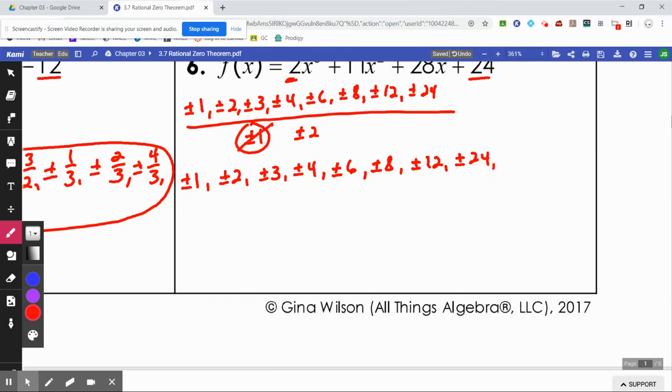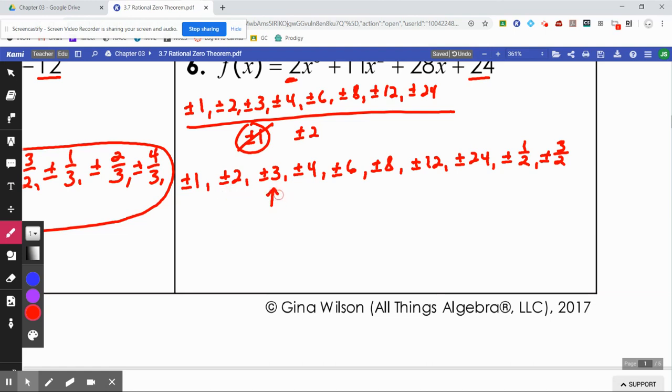Now let's move on to 2. 1 over 2, which is a half. 2 over 2 is already listed. That's 1. 3 over 2, that one's not listed yet. Positive, negative 3 over 2. 4 over 2 is listed.